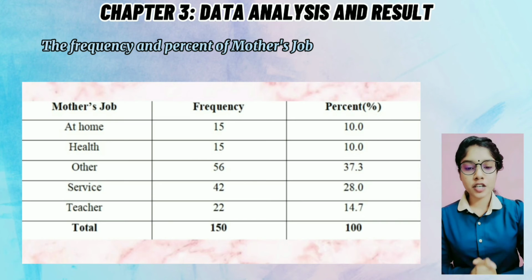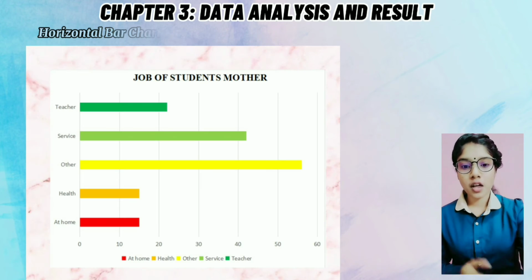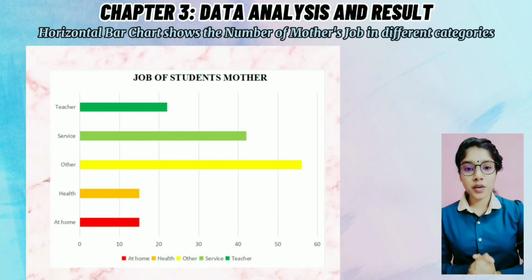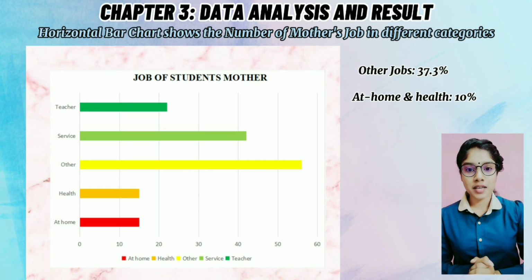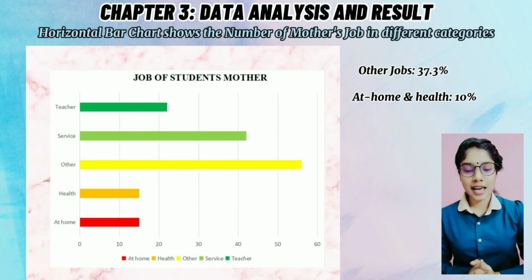Next, the horizontal bar chart shows the number of mothers' jobs in different categories. From the bar chart, we can see that the highest frequency of mother's job is 56 students from 150 students, representing 37.3%. While the lowest frequency of mother's job is at home and health with 15 students, representing 10% only.